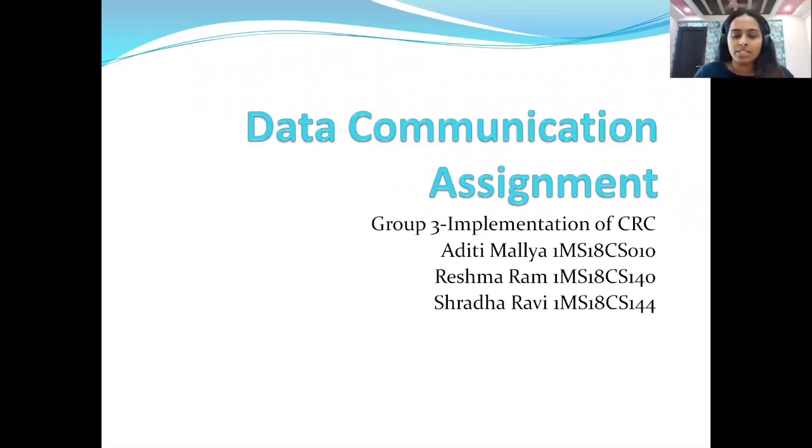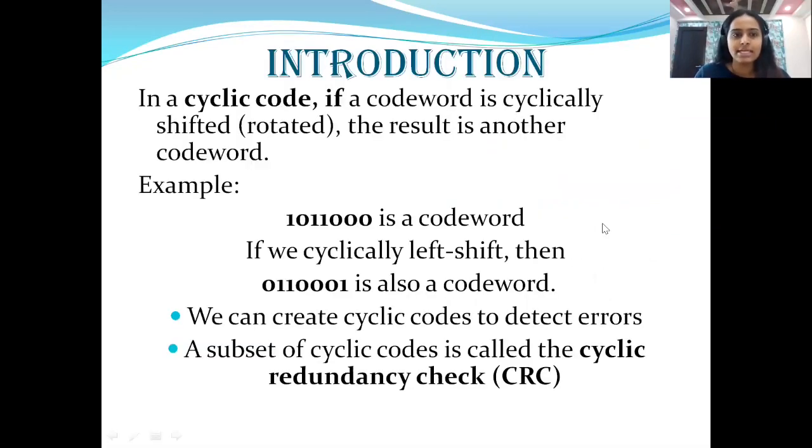So the basic concept is that we add some redundancy to the data word, and when you add the redundancy, it is converted into what we call a code word. The code word is what is actually transmitted through the medium. So in CRC, the code word that you transmit is the cyclic code. A cyclic code is a code word which, when you cyclically shift it, the result you get is another code word.